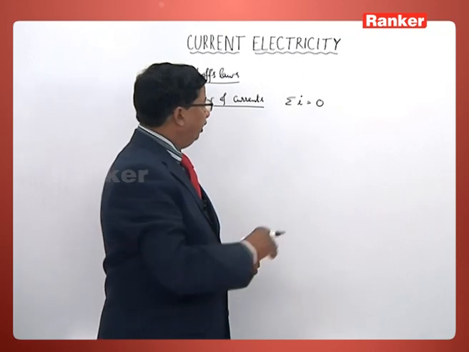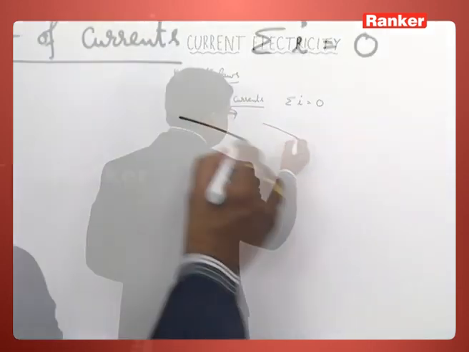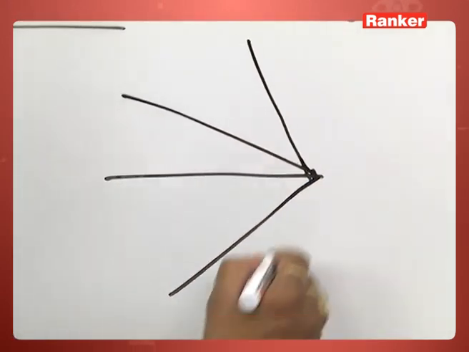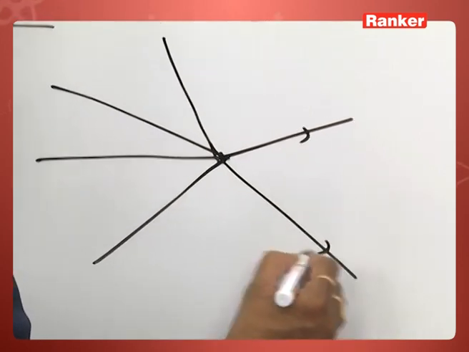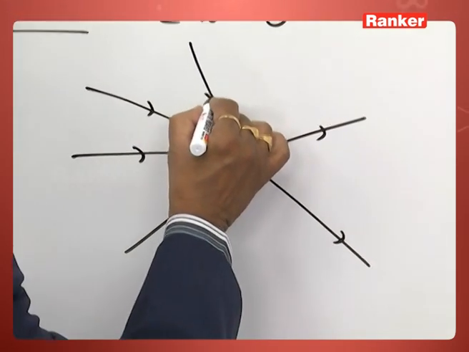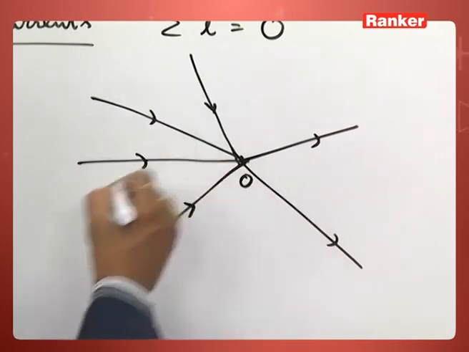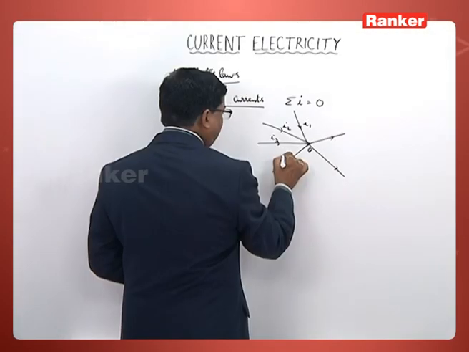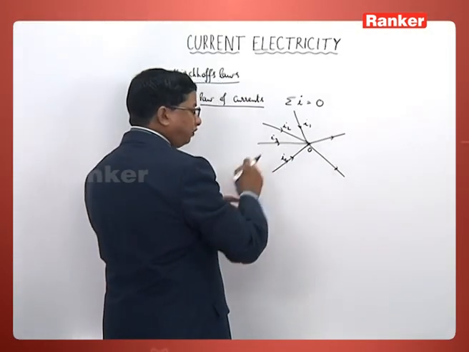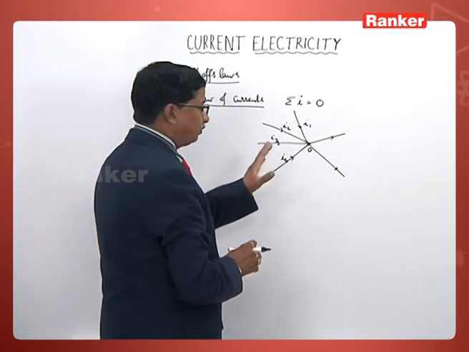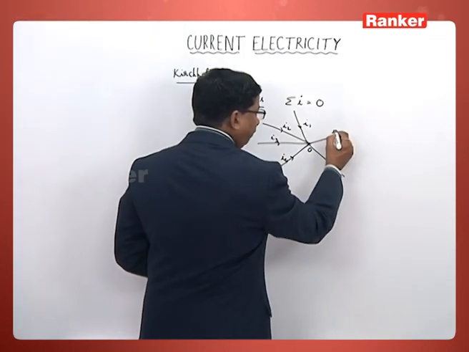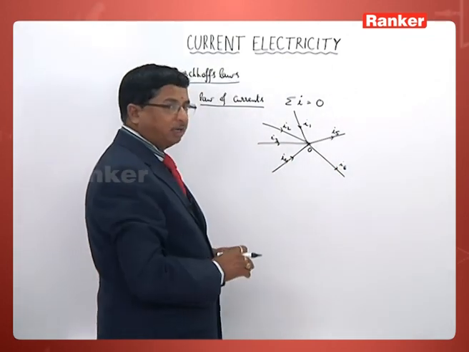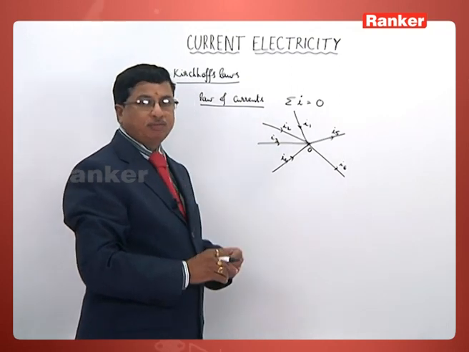So, if I take a small example like this, there is a junction here, a part of the circuit we are taking up. Now, a few currents are entering and a few currents are leaving the same point O. If currents I1, I2, I3 and I4 are entering that particular point O in a circuit, whereas I5 and I6 are leaving, then the sum of incoming currents is equal to the sum of outgoing ones.